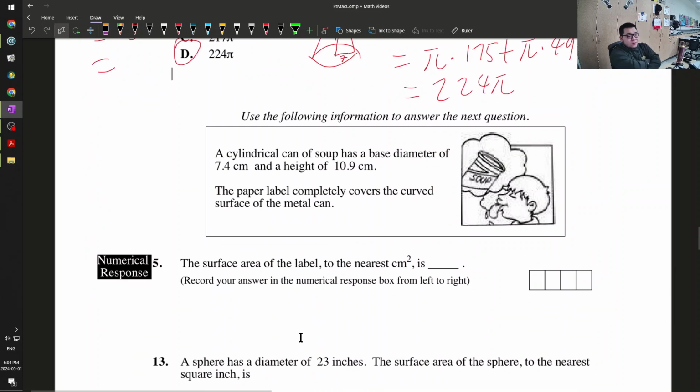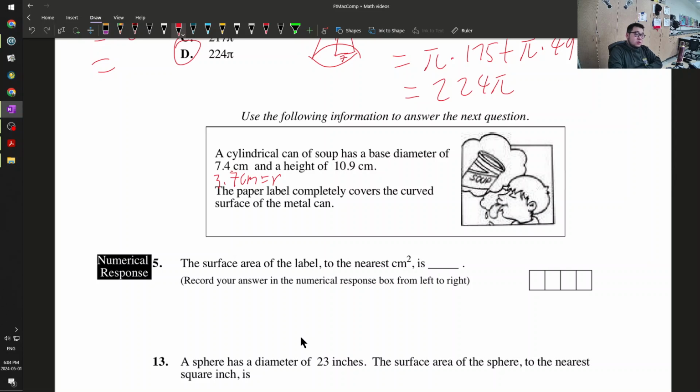Okay, use the following information to answer the next question. A cylindrical can of soup has a base diameter of 7.4 centimeters and a height that is 10.9 centimeters. We should convert this into mil. No, we don't really have to, but we should. 3.7 centimeters is my radius and height of 10.9 centimeters. What is a paper label?